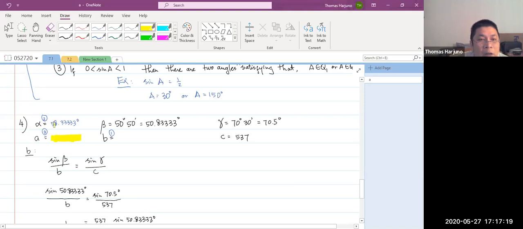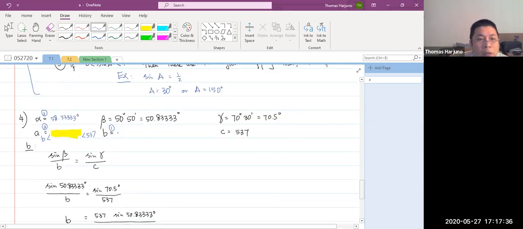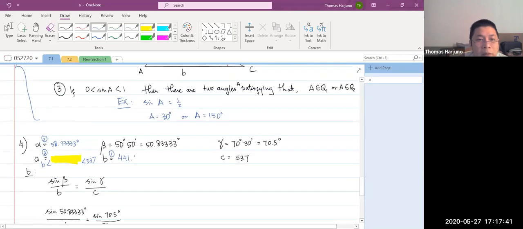A, notice the angle alpha is larger than beta, but less than gamma, right? So our side A here must be less than 537, but more than whatever we have in OP, which is 441.67648. So this side A must be greater than 441 something, but less than 537.